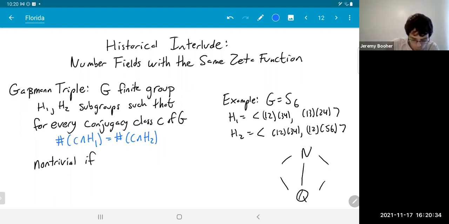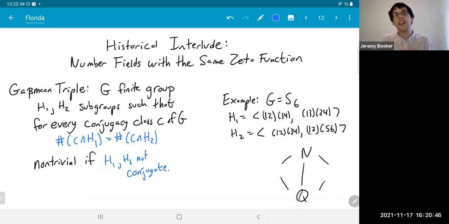Now, we're going to say this is called a Gassmann triple, and we'll say it's non-trivial if H1 and H2 are not conjugate. Just taking one subgroup and conjugating it is a cheap and boring way to produce a Gassmann triple. But let's try to be more ambitious and find something that's actually interesting.